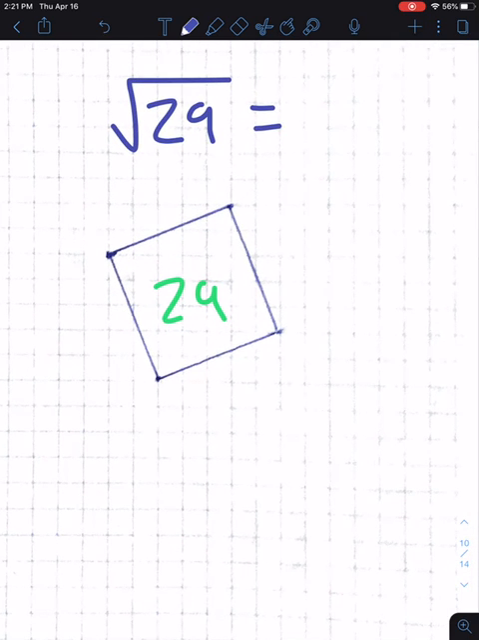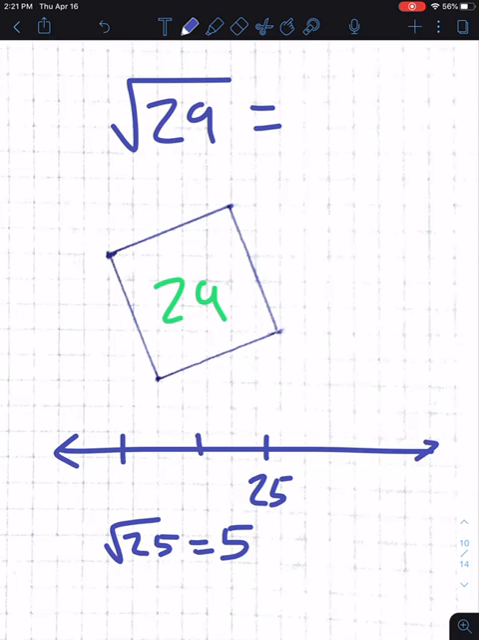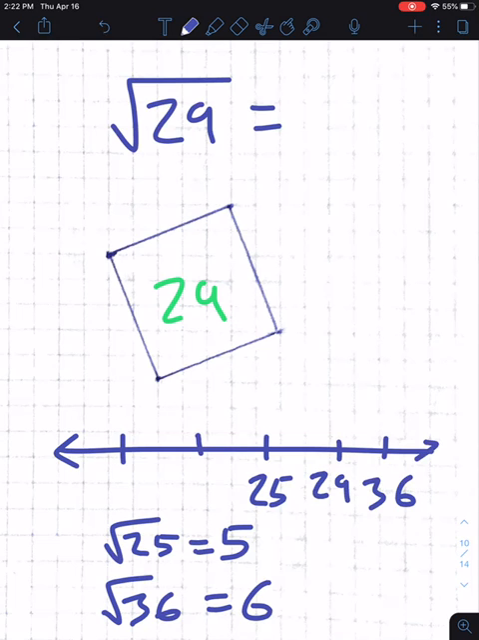So you could type this in your calculator if you want to be exact, but let's say we want to estimate. So we know that next to 29, if we had a number line down here, let's say we've got 15, 20, 25. Well, let's actually do this. We know that 25 is a perfect square, right? The square root of 25 is 5. The next perfect square we get is 36, where the square root of 36 is 6. So 29 falls somewhere in here, right?